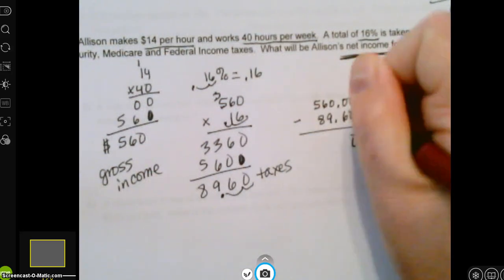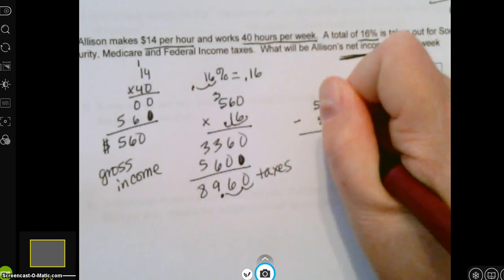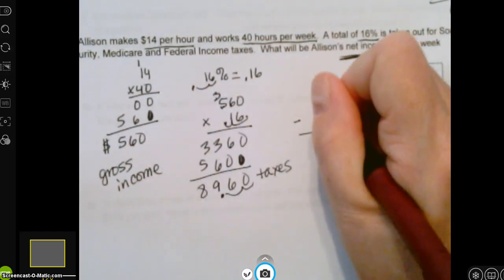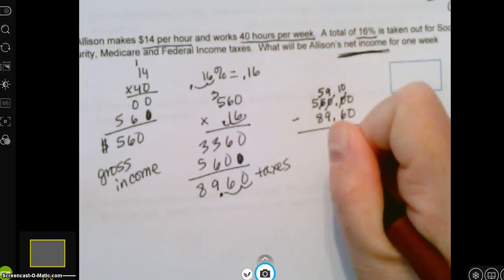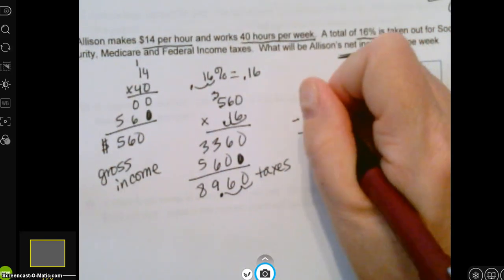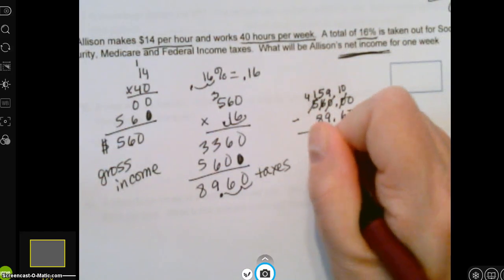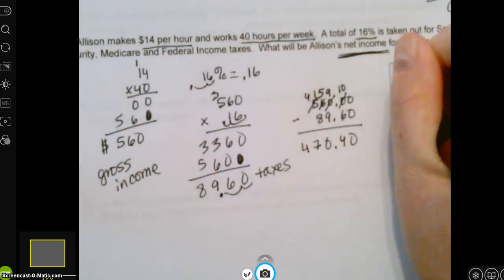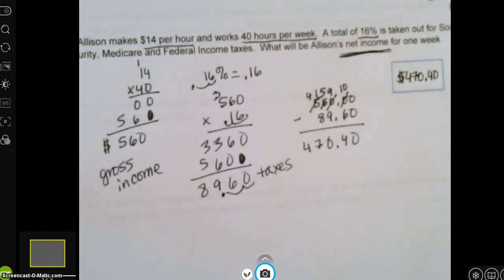0 minus 0 is 0. So I can't do 0 minus 6. So this one becomes a 10. Hopefully you remember this one becomes a 9 when you are subtracting over 0. This one becomes a 5. 10 minus 6, 4. Decimal. 9 minus 9, 0. 5 minus 8, I can't do that, so I regroup. 15 minus 8, 7. And 4. So this is what Allison would see on her check. This is how much she would see. Okay?